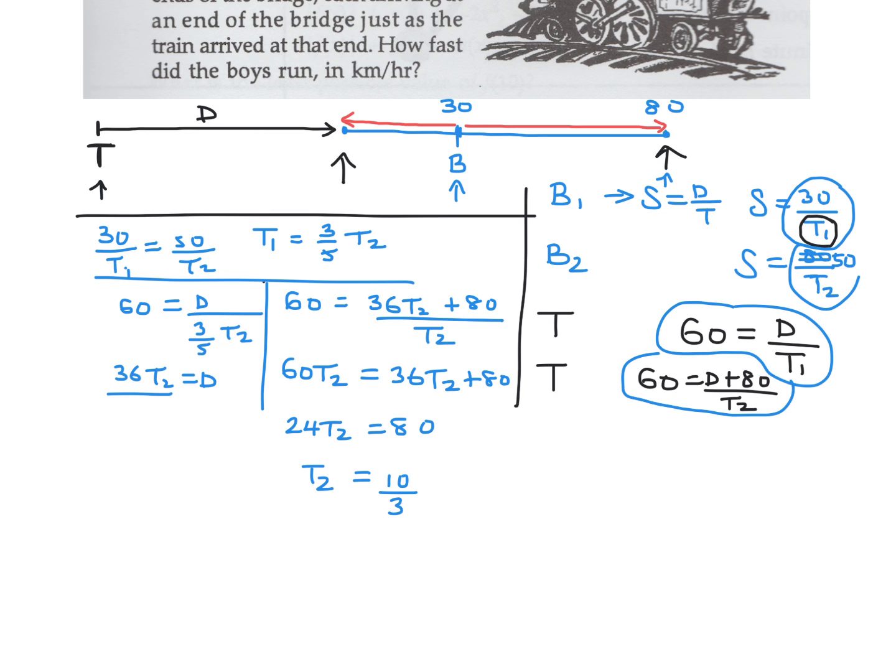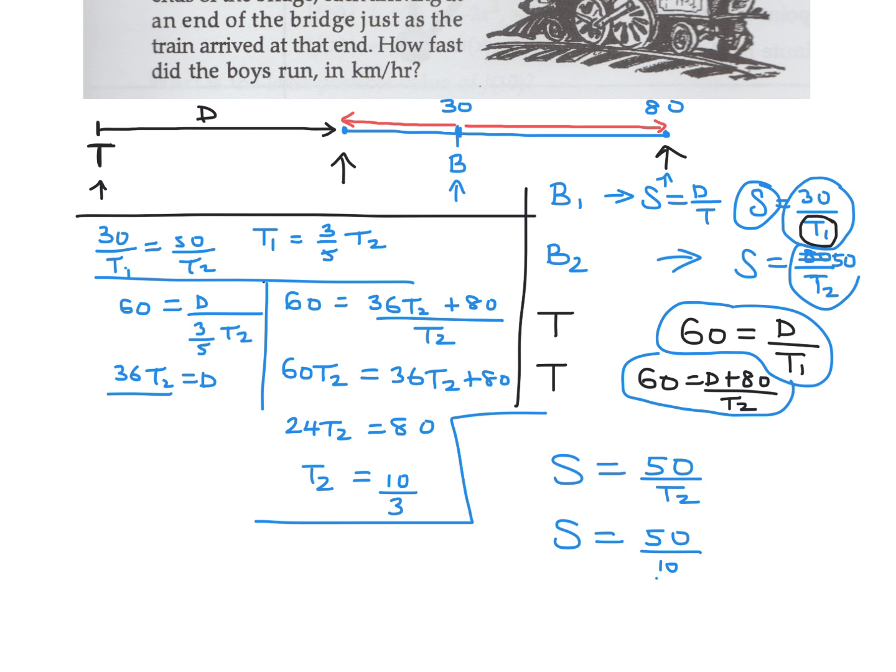And then what are we trying to figure out? How fast did the boys run? We're trying to figure out this S. That should be no problem. Since we have T2, we can plug it into this formula. S is equal to 50 over T2, so S is equal to 50 over 10 over 3. That means 50 over 1 times 3 over 10, so that's 15. I believe it's 15 kilometers per hour is the speed that the boys run.